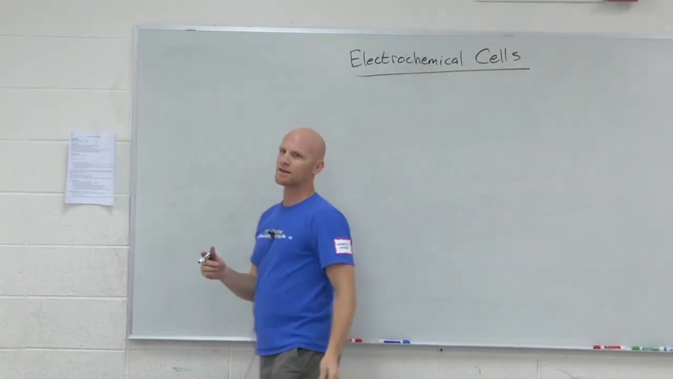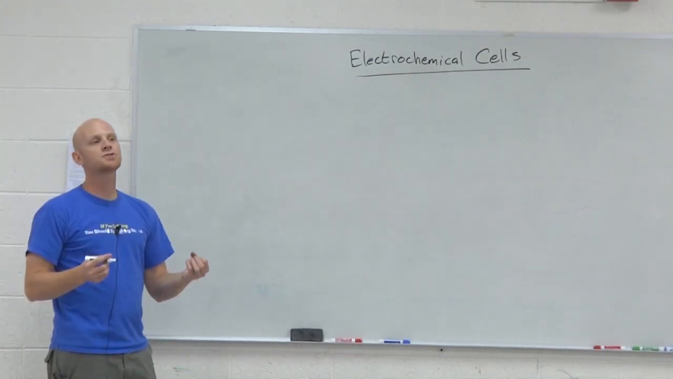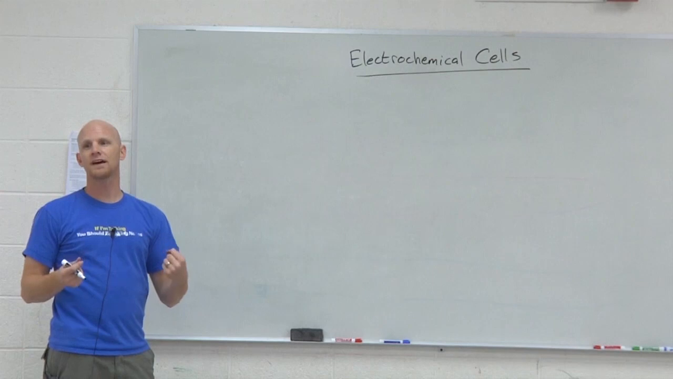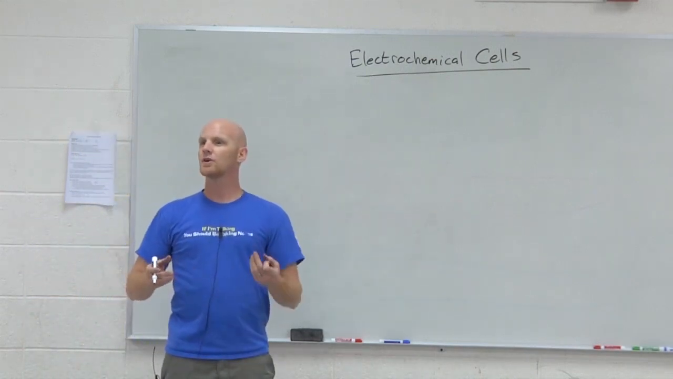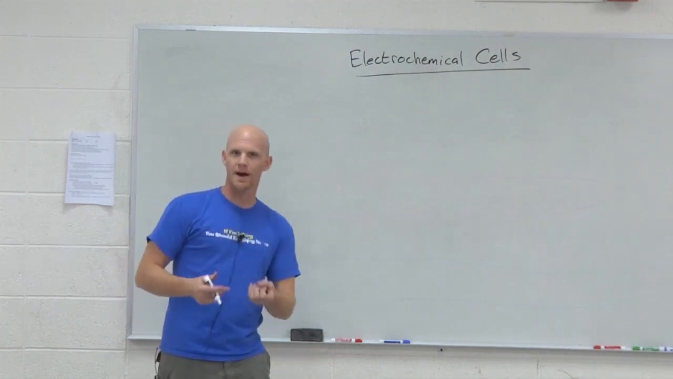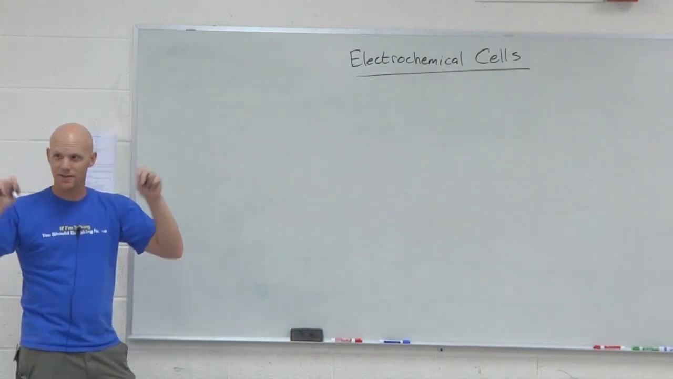So now we got to talk about electrochemical cells. There are two major types of electrochemical cells. And when I say cells here, I'm thinking like your double A cell battery, your triple A cell battery, your D cell battery. That's what I mean by cells here.